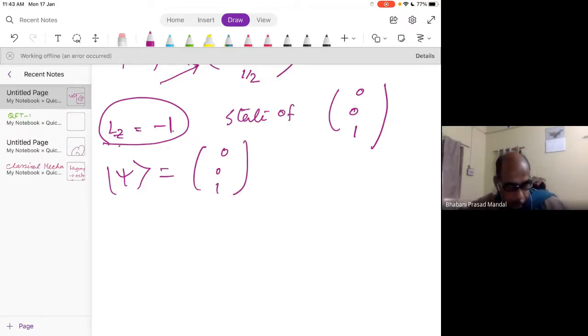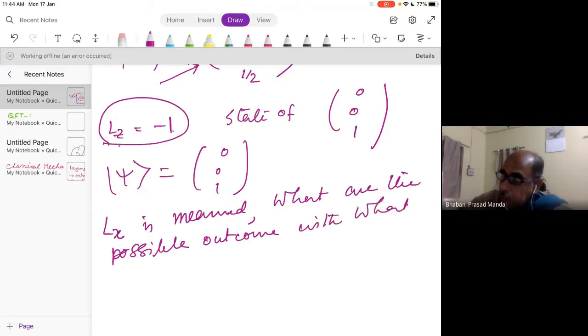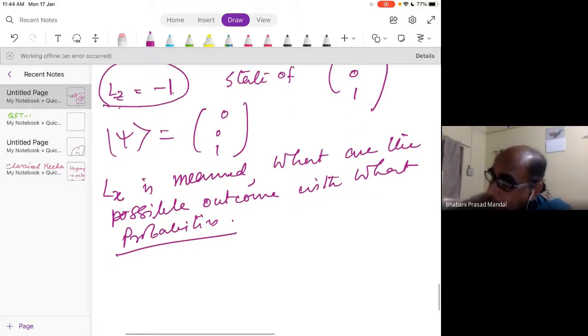Now question, listen to the question. And Lx is measured. So, this is given and Lx is measured. What are the possible outcomes and their probabilities? So, Lx is measured. So, what are the possible outcomes and with what probabilities? This you have to find. Just tell me. So it is very simple, right? Lx, I know that they measure, but we already know the Lx possible outcomes. Lx outcomes are 1, 0 and minus 1. This is what we get by diagonalizing Lx.